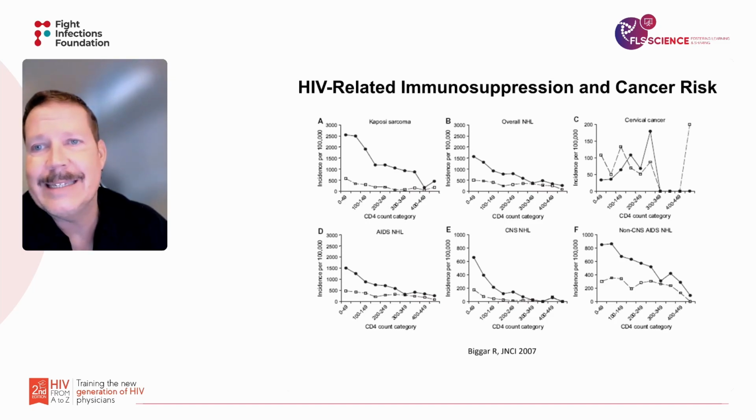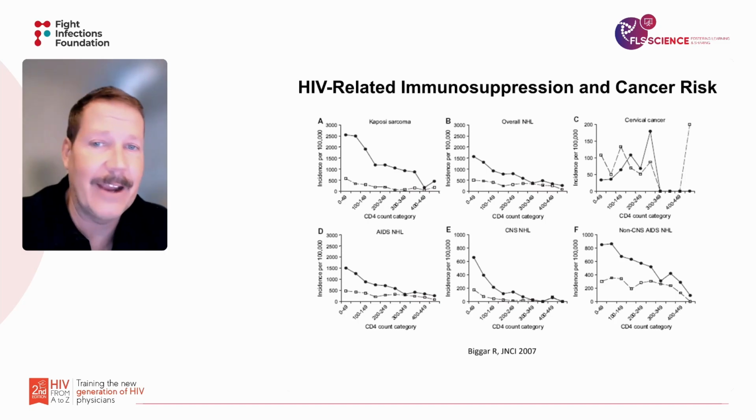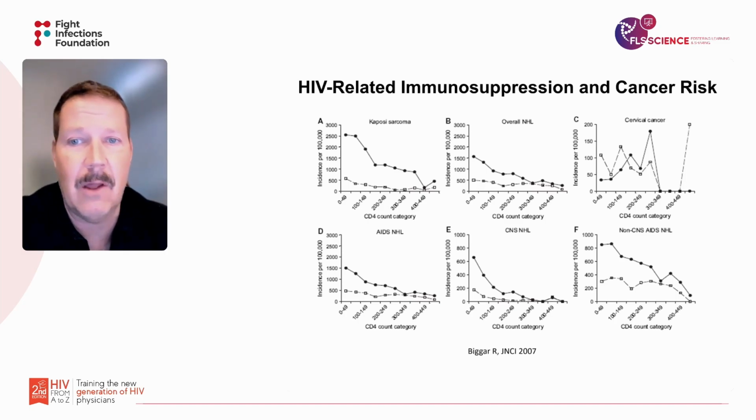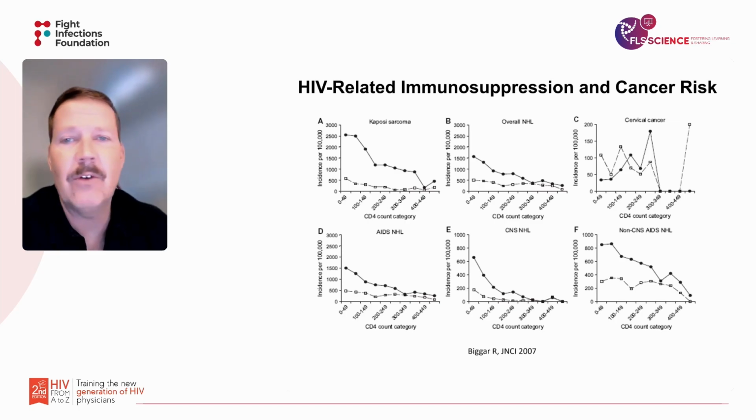And so you can see that on the y-axis is the incidence of those cancers, and along the x-axis is the CD4 count, with the lowest CD4 counts on the left side and the higher CD4 counts as you move right along the x-axis. And there's a general trend for Kaposi sarcoma, as well as the non-Hodgkin's lymphomas, for increasing incidence with lower CD4 counts, suggesting that these cancers are very much indeed associated with CD4 levels.